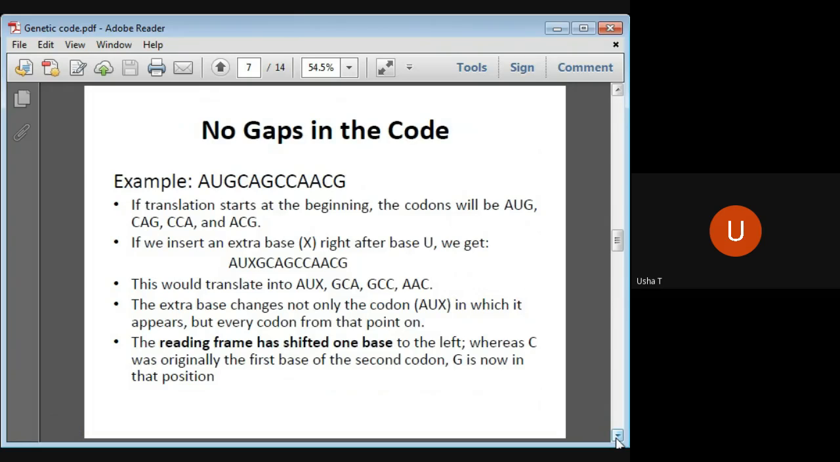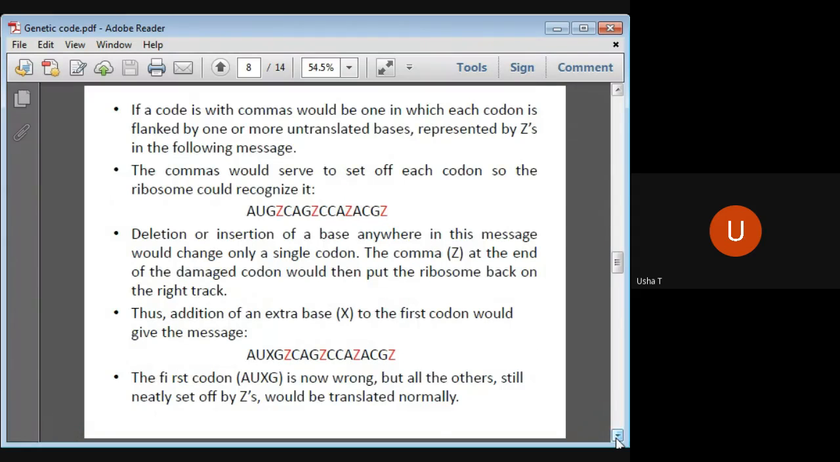So if a code is with commas, it would be one in which each codon is flanked by one or more untranslated bases, represented by Zs in the following message. So let's imagine it has commas. Then it would be AUZ, comma, CAZ, comma, CCA, comma, ACG, comma. So Zs here are representing commas. Let's imagine. So deletion or insertion of a base anywhere in the message would change only a single codon.